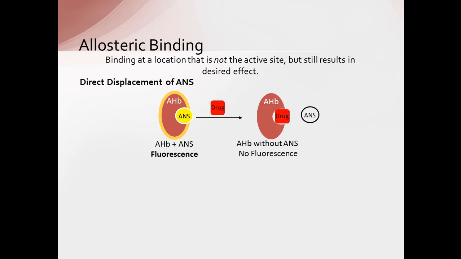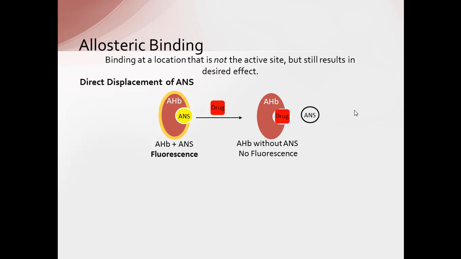One last topic of drug protein binding that I wanted to cover is that of allosteric binding. And this will definitely affect the IC50 because it's binding that takes place at a location that is not the active site but still results in the desired effect. So what we want is our drug to directly displace ANS from that active site of the apohemoglobin protein. Okay, we want it to kick it out directly and result in the loss of fluorescence.